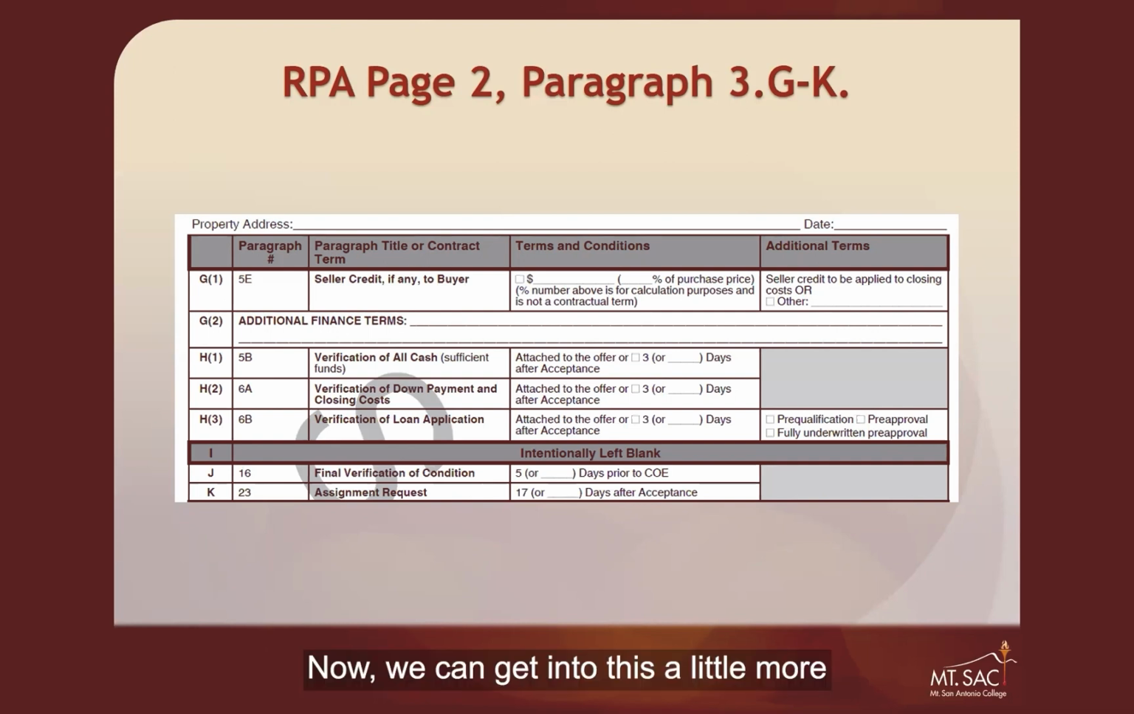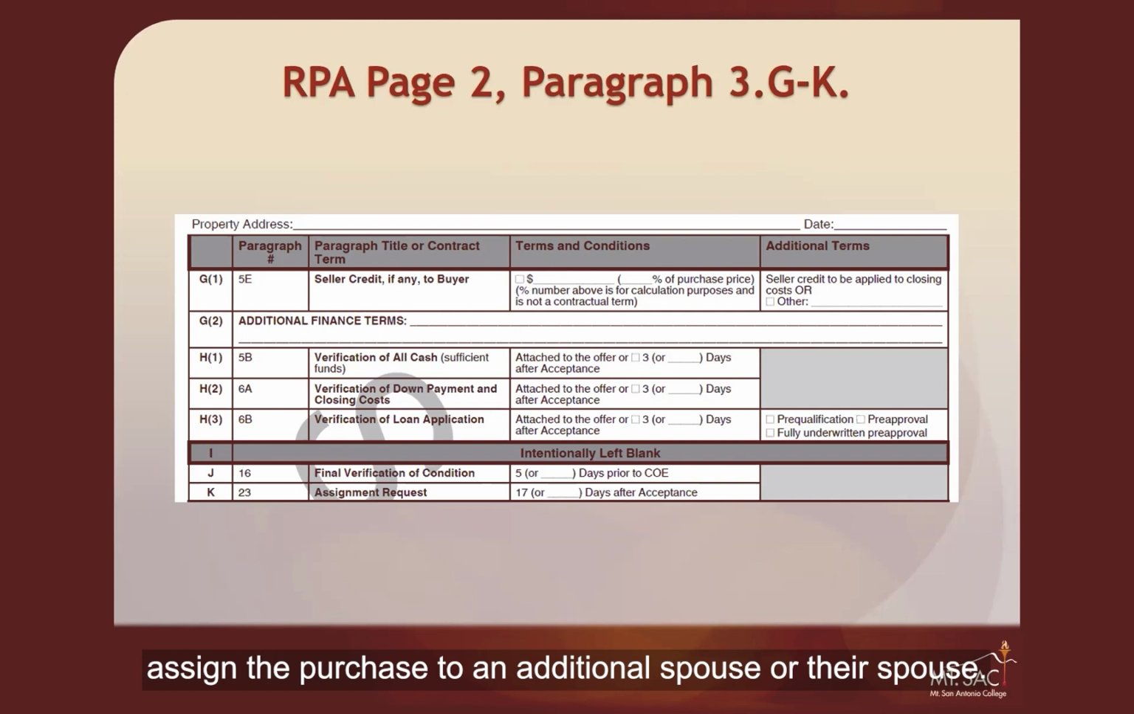Now, we can get into this a little more when we get into paragraph 23, because you'll see paragraph 23 is right next to 3K. That's why I know it's paragraph 23. I'm not a master at this form quite yet, but I'm getting there, all right? So in paragraph 23, when we get to it, you're going to see that if the buyer would like to transfer or assign the purchase to an additional spouse or their spouse, let's say they're buying it in their name and they want to add their spouse on, that's okay.